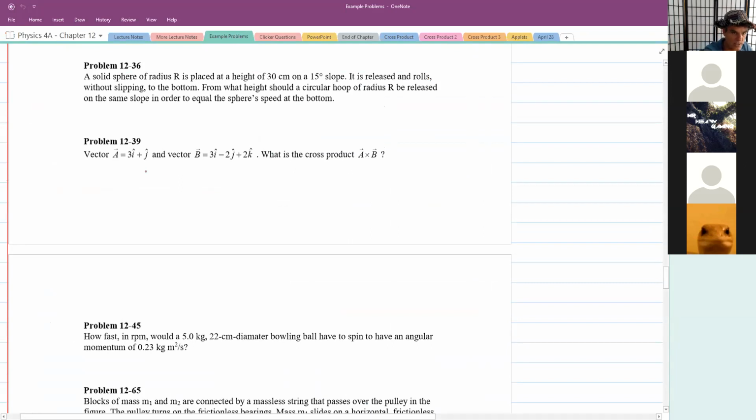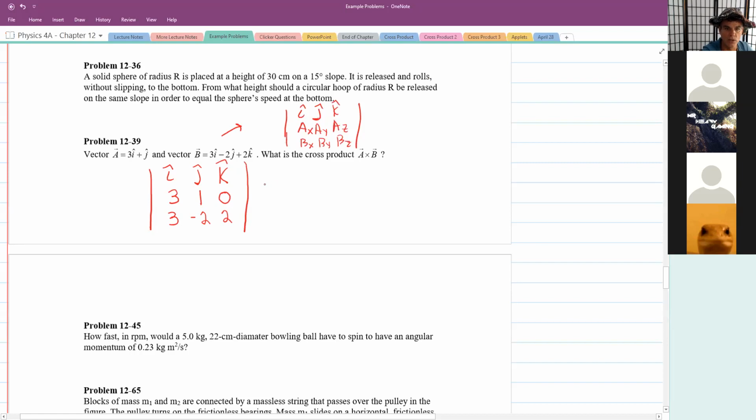But what I'm doing is I'm just setting up my matrix. I, J, K across the top. Then AX, which is 3, AY, which is 1, and there is no Z component. And then BX, which is 3, BY, which is -2, BZ, which is 2. So that's the setup, and it's always the same: I, J, K across the top, AX, AY, AZ, and then BX, BY, BZ. And then you just follow this formula.